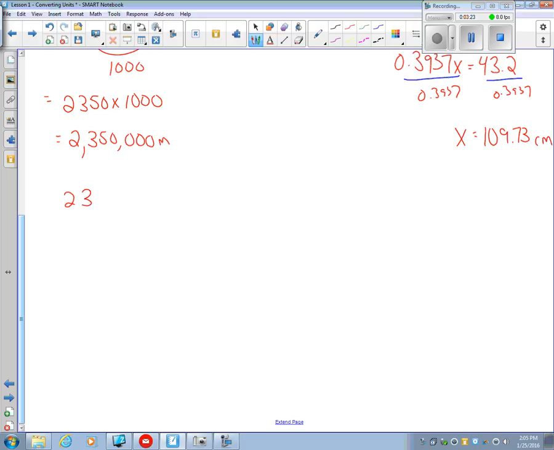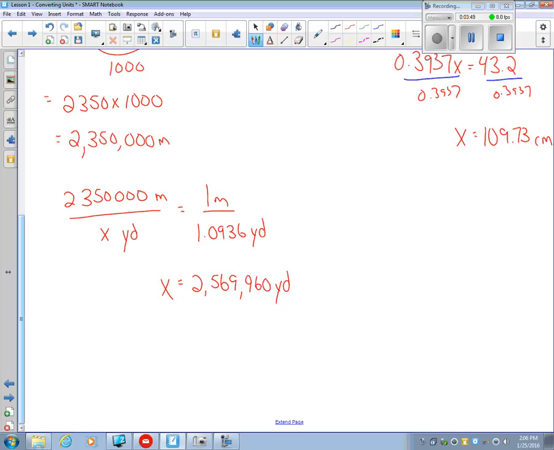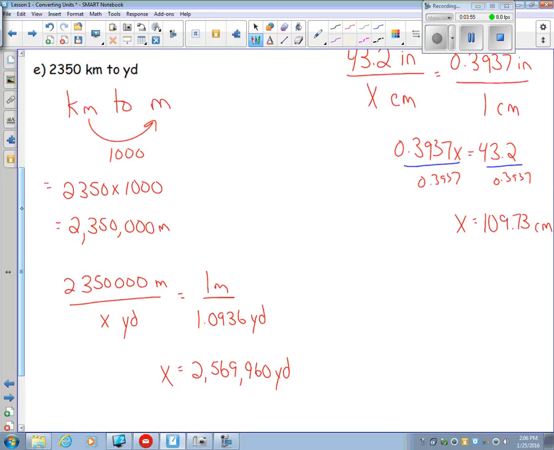Okay. I know there's a conversion factor between meters and yards. So if I want to take my meters that I have, and I want to turn that into yards, I know that 1 meter matches with 1.0936 yards. And if I cross multiply this nicely, 1 times x is x, and the other side I get 2,569,960 yards. So again, an intermediate step in the middle there because I didn't have a conversion between kilometers and yards, but I knew I can convert kilometers to meters.